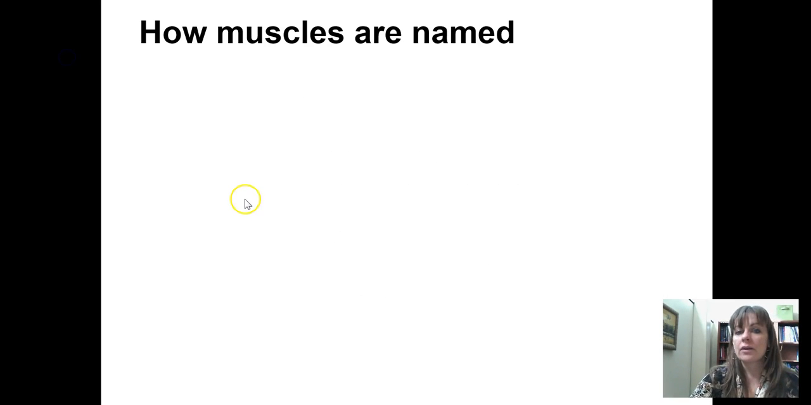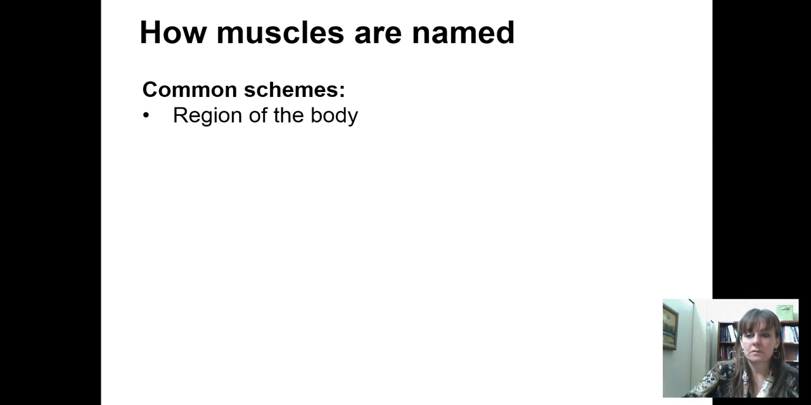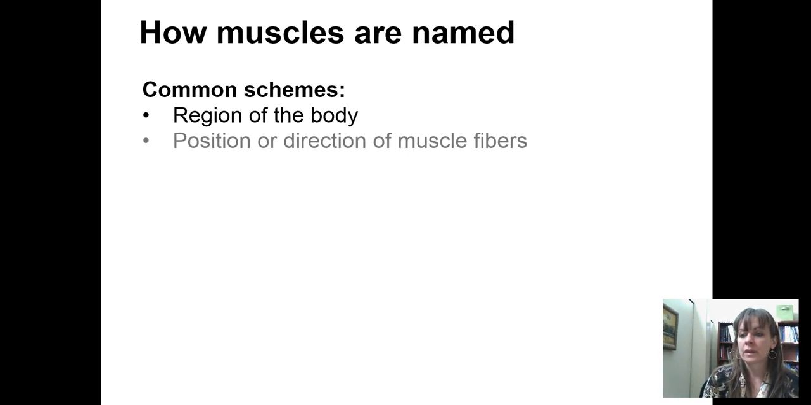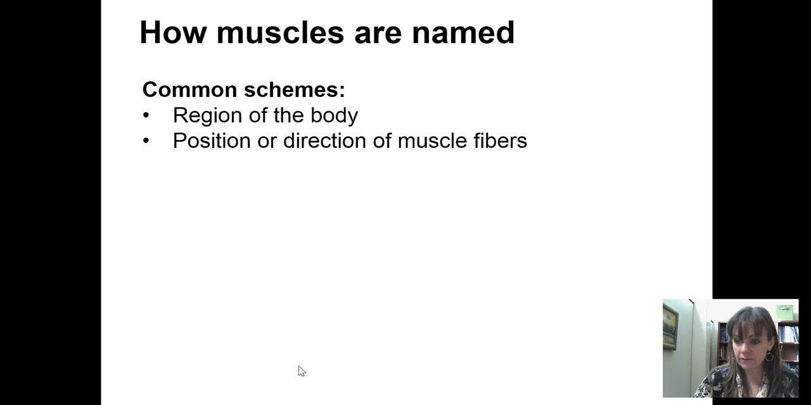Now, if we look at how the muscles are named, there's a few common things we're going to see. One, a muscle may be named by where it is in the body. So frontalis, well, we know that's probably going to be right up here. Okay, that's the region of the body, and the muscle in that region has that name. It can be named on the position or the direction of the muscle fibers. So, for example, a muscle with the word transversus sounds a lot like transverse. You may think of the transverse plane, so that means the muscle fibers are going to be running that way in the transverse plane.